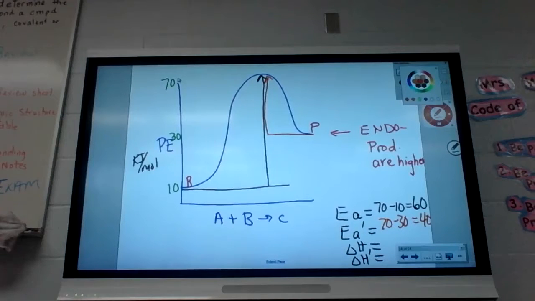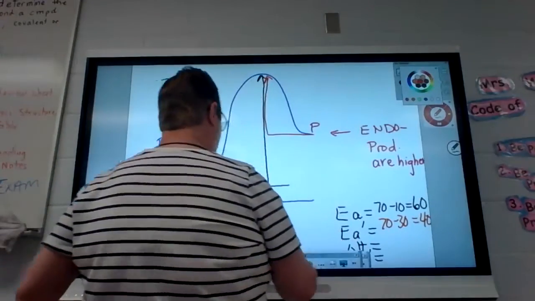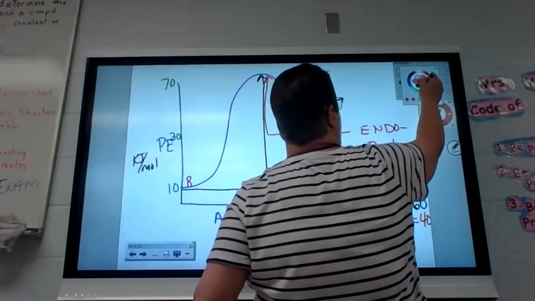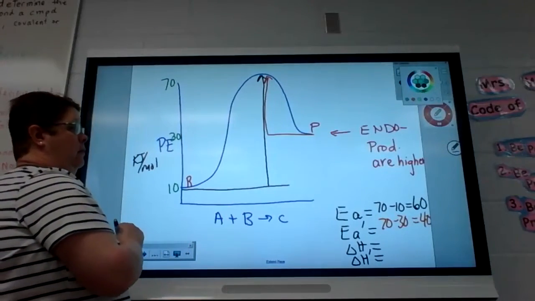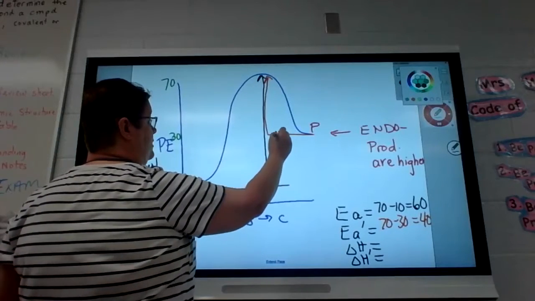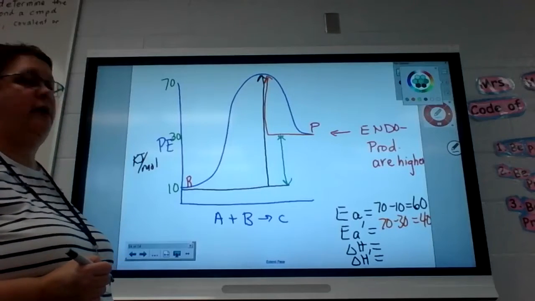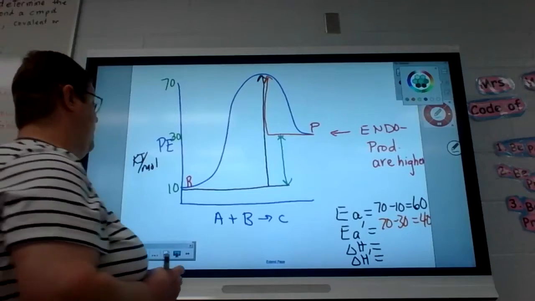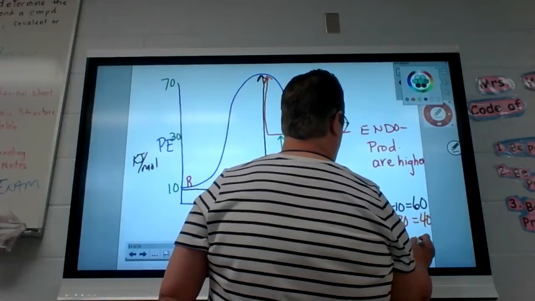All right, last one, delta H. We have to do forward and reverse. If we go to find delta H, we go from where to where? Products to reactants, I heard up front. So 30 minus 10. 30 minus 10 is 20.